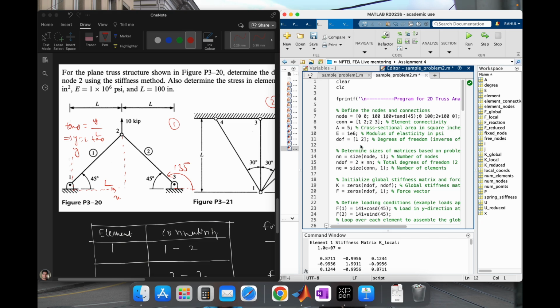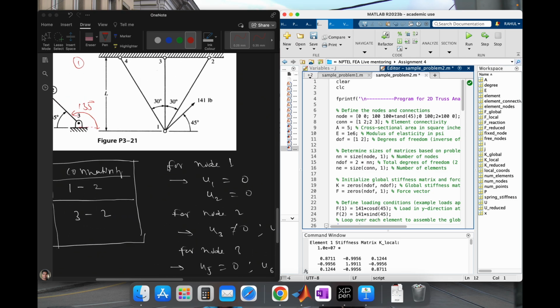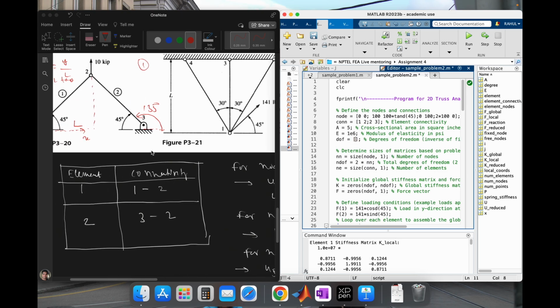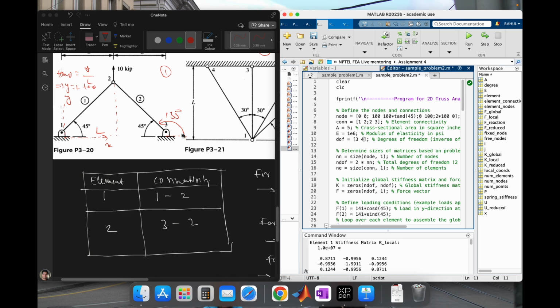Degrees of freedom are nothing but those displacements which are non-zero. Here u1 and u2 are already 0, so we do not write u1 and u2. Only 3 and 4 will survive, and u5 and u6 will also be gone because they are also fixed. That's why there are only 2 degrees of freedom, 3 and 4.